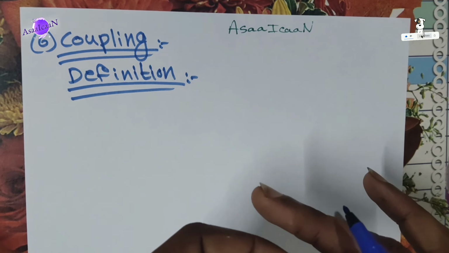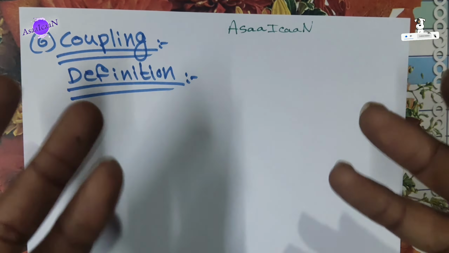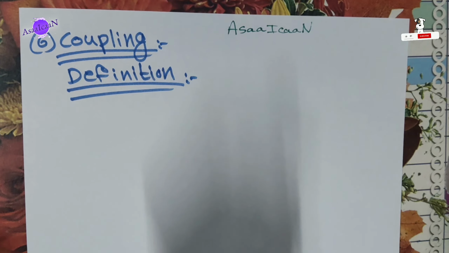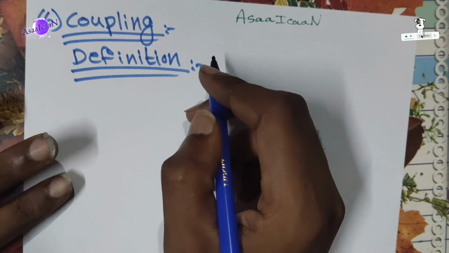That's it. I think everyone understands it. Now see the next principle. First of all, I will write the definition and a real life simple example. Coupling definition.